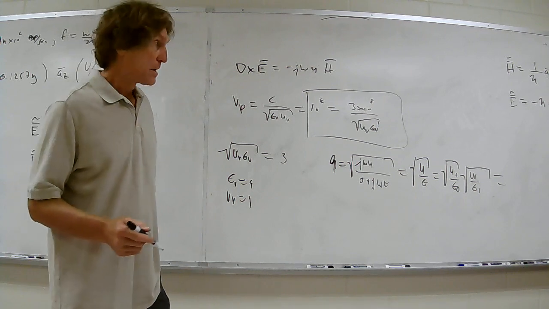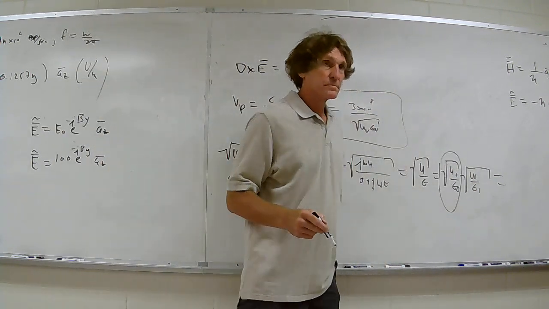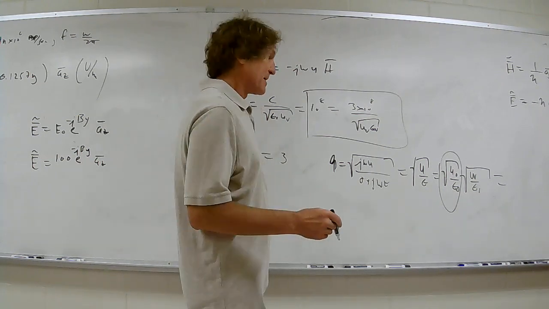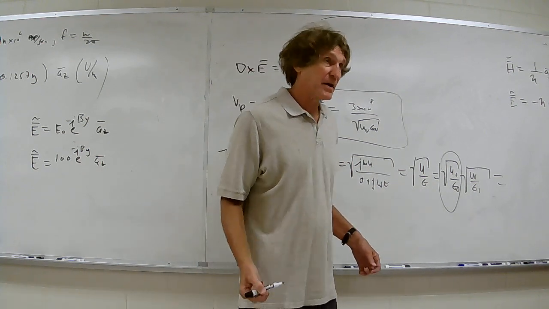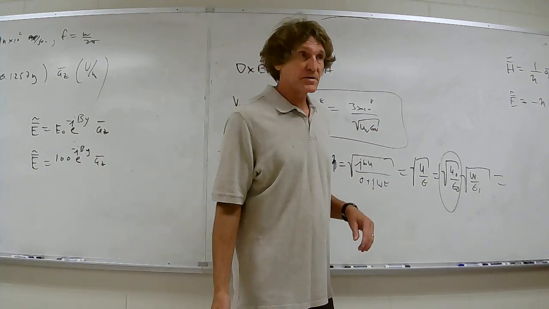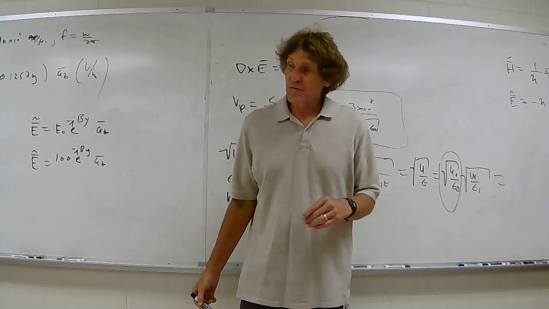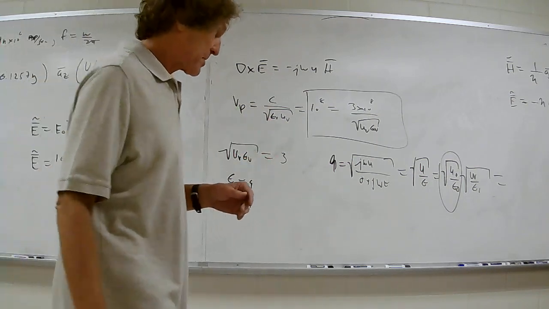Ready? Yep. What's this? That's 120 pi. Right. It's the intrinsic impedance of free space. If you didn't know it, you can plug the values in. Square root of mu naught is square root of 4 pi times 10 to the minus 7. Epsilon naught is 1 over 36 pi times 10 to the minus 8. You mess around, you're going to get 120 pi.